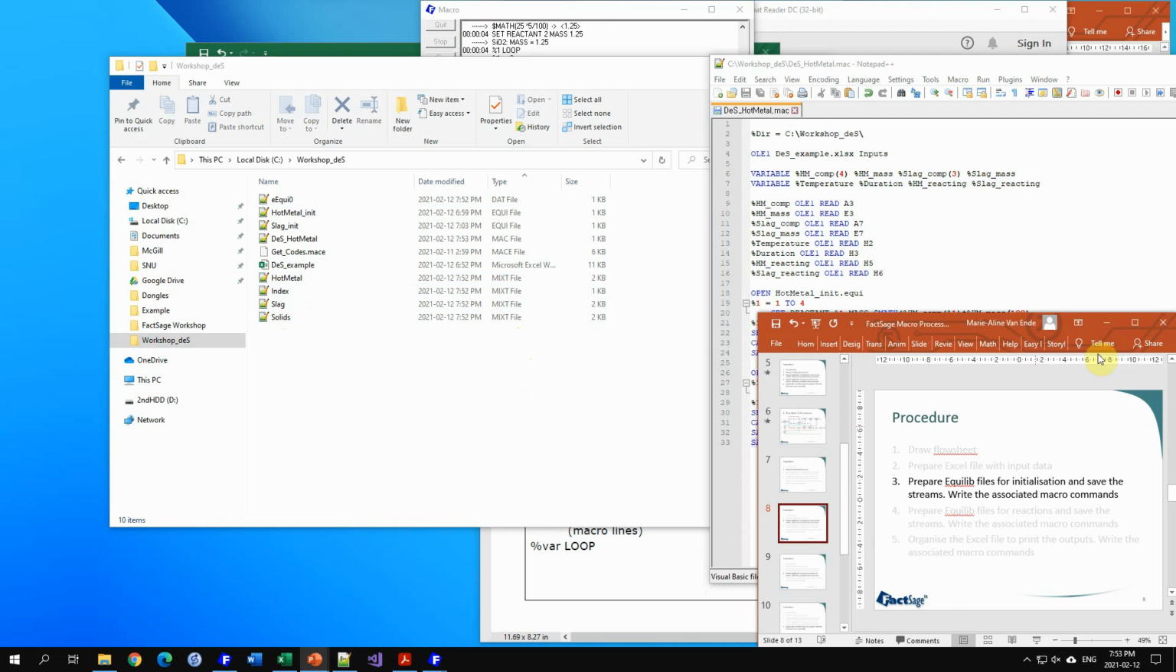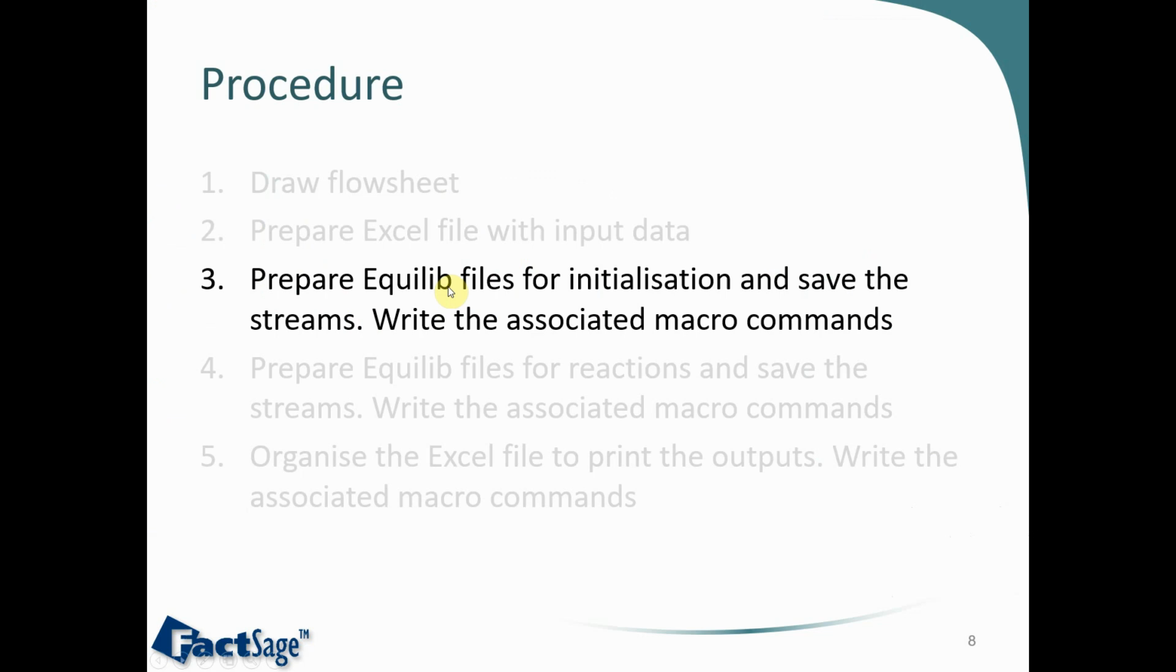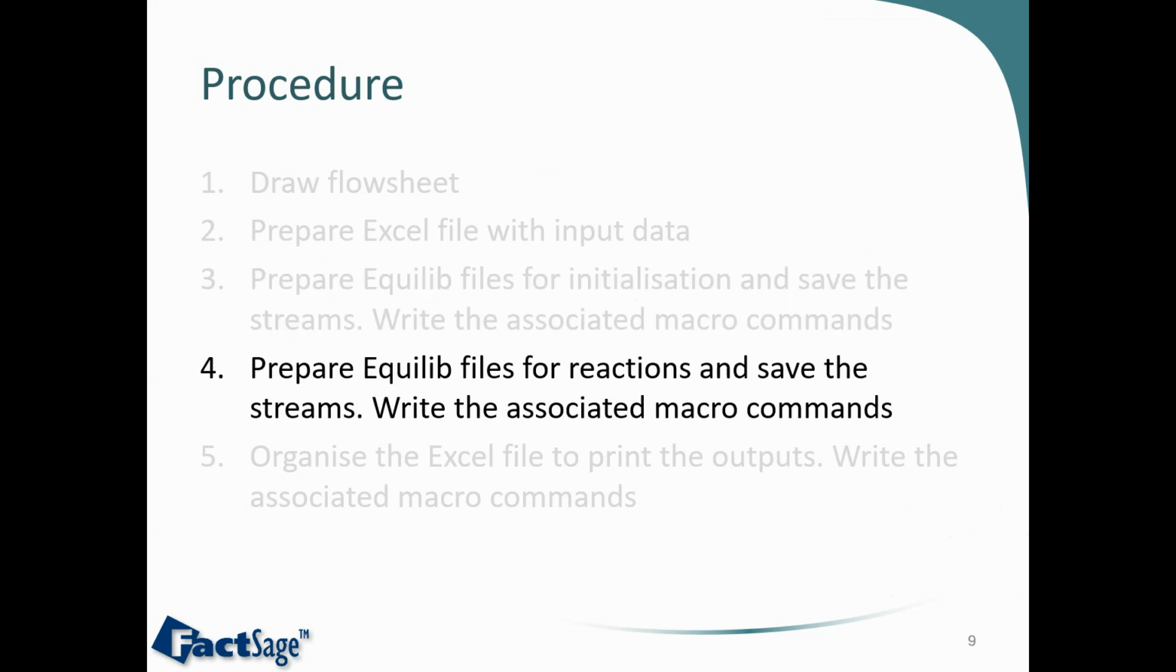If we go back to here. So we have prepared the equilib files for the initialization and save the streams, and we wrote the command for that, and we made sure that they work correctly. So the next part is basically to prepare the equilib files and write the macro code for the process reactions itself. So this is where the flow sheet becomes very useful because it literally already lists all the reactants and products that need to be specified in the equilib files.